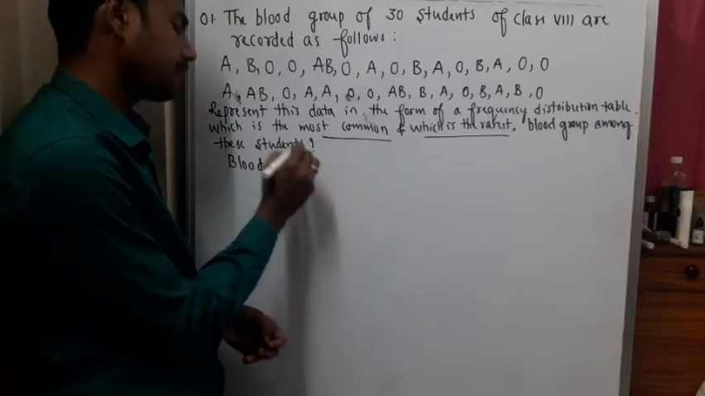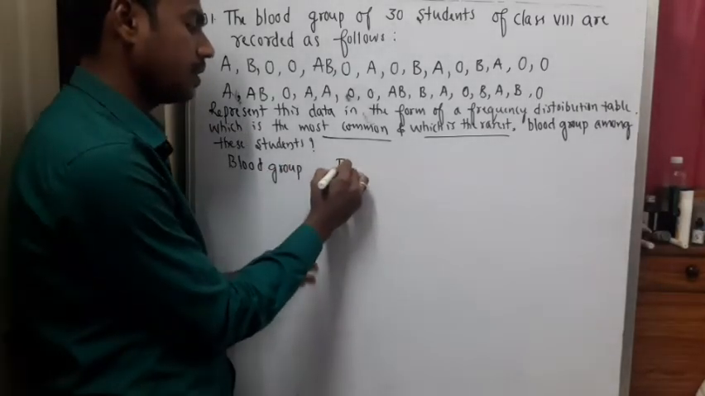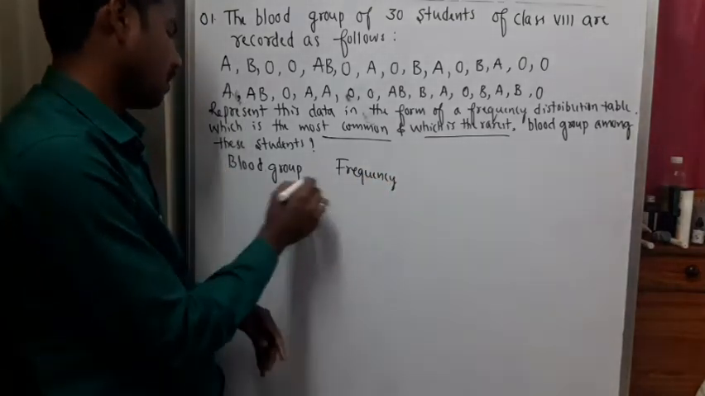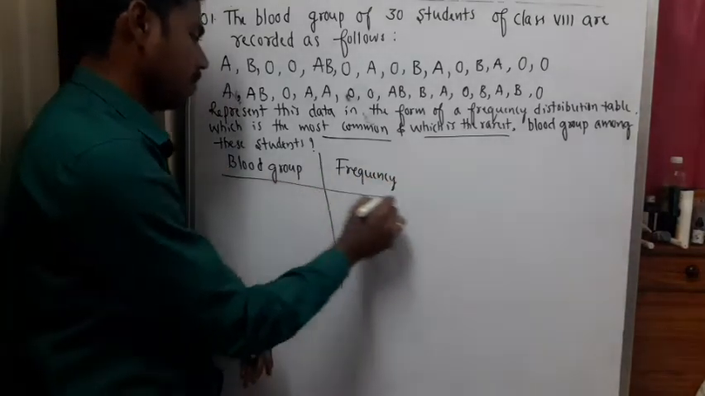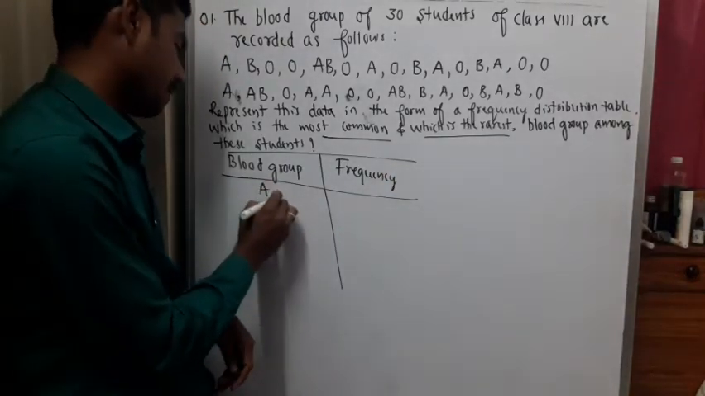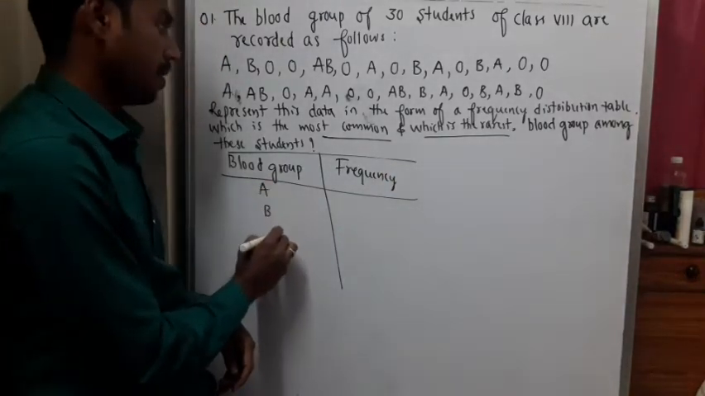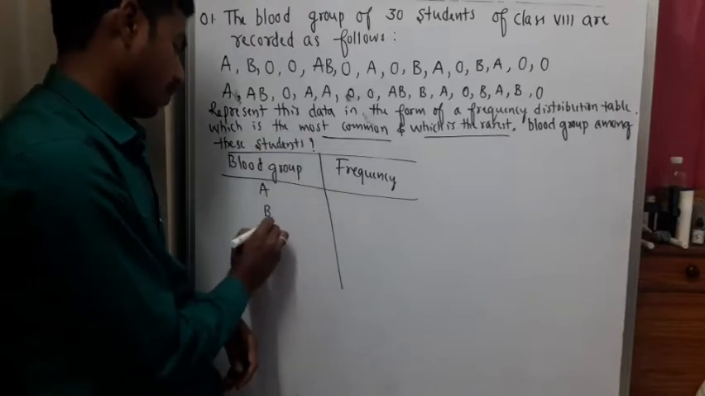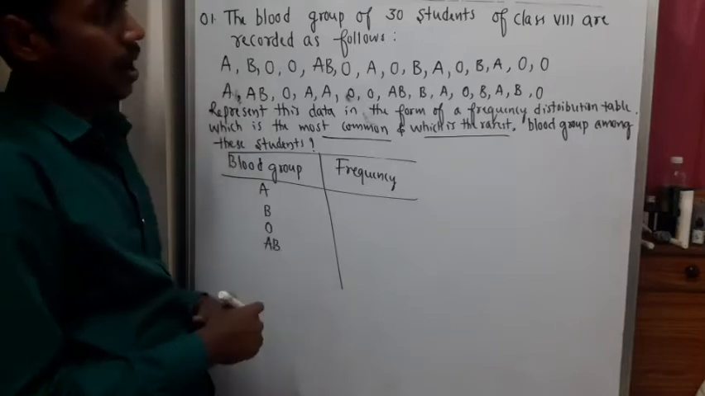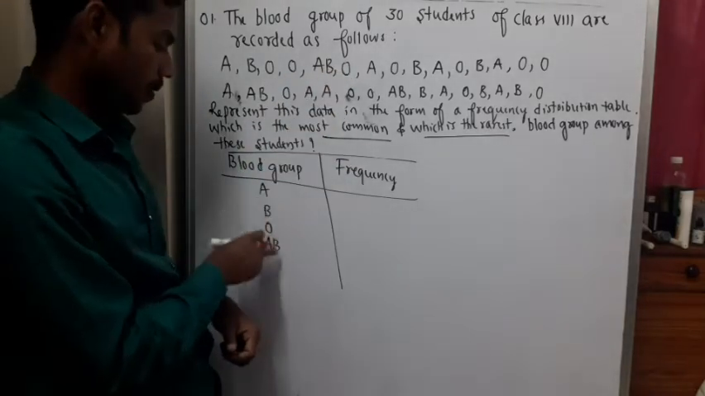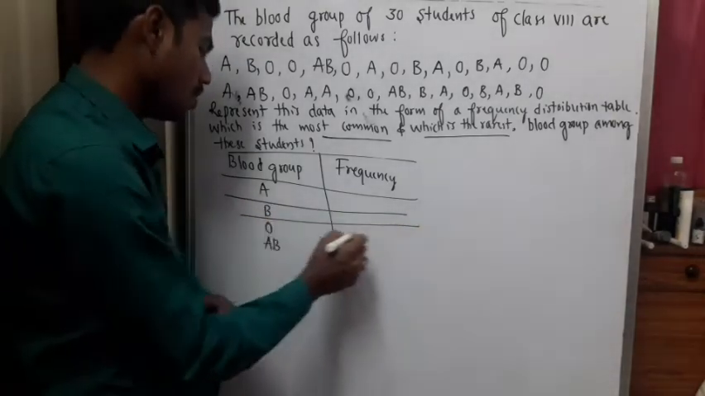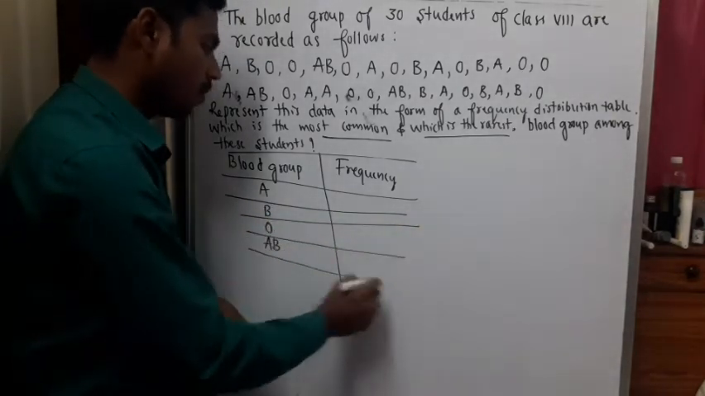Then we'll write down the frequency of the different blood groups. So what are the different varieties that are available? A, B, O, AB. Only these are the four varieties that are available. So A, B, O, AB. These are the four varieties.